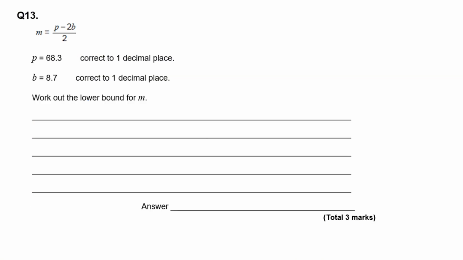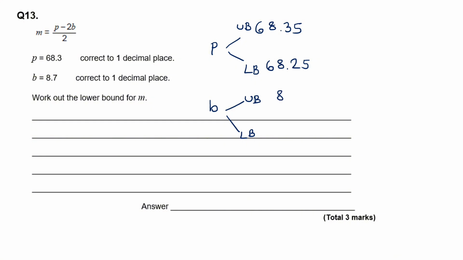Question 13, bounds. They're asking us to work out the lower bound of m. To do that, we need to find the upper and lower bound of both of these letters. They are correct to one decimal place. That means 0.1. I usually do it as, if it is one decimal place, 0.1, half of that, add it on and take it away from the number. So upper bound of P is going to be 68.35, and the lower bound is going to be 68.25. For B, upper bound of B is going to be 8.75, and the lower bound is going to be 8.65.